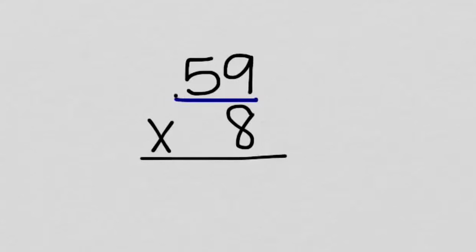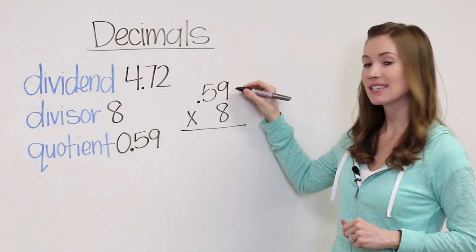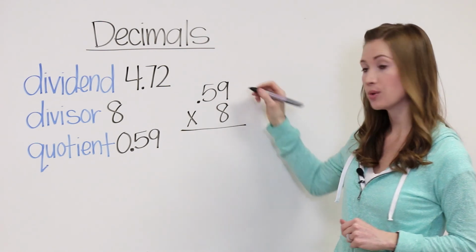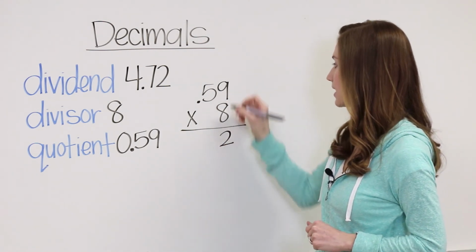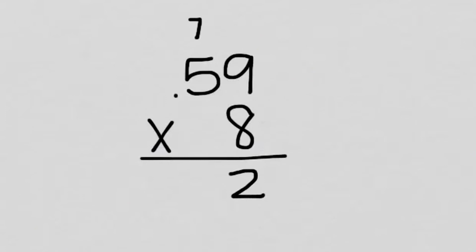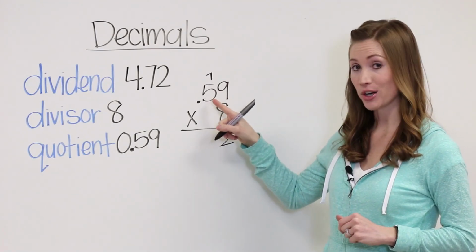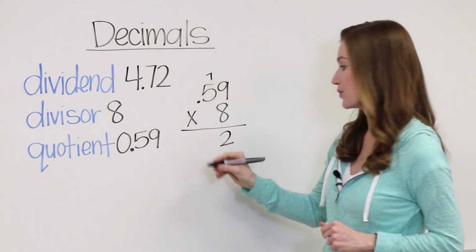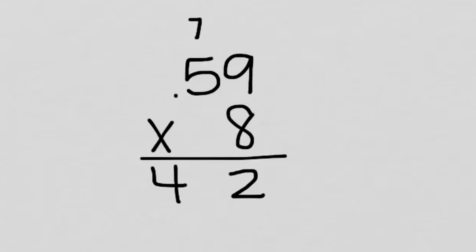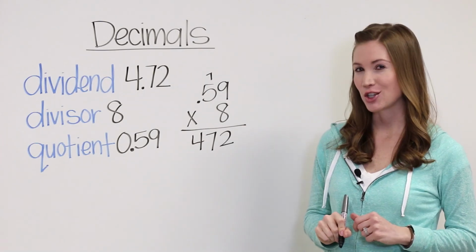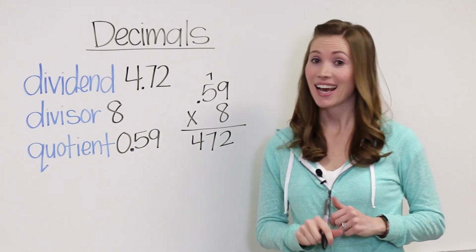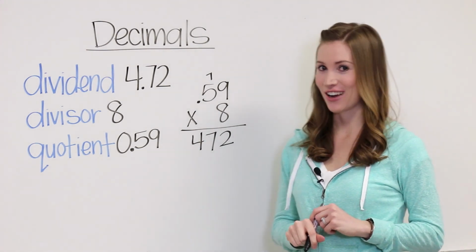59/100 times 8. 8 times 9 is 72. We write the 2, carry the 7. 8 times 5 is 40, plus 7 is 47. Now, what's the last thing we need to do? If you said account for your decimal point, you're correct.